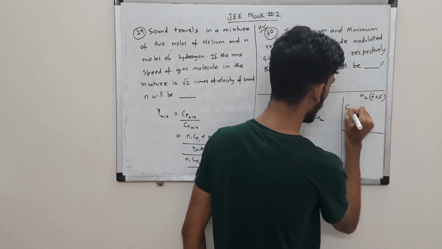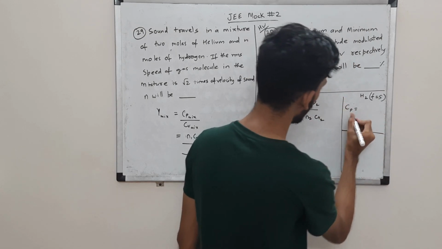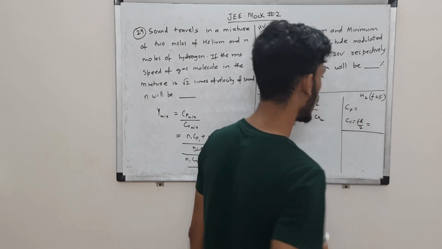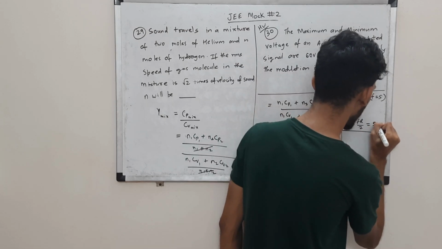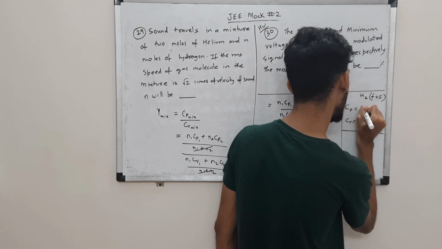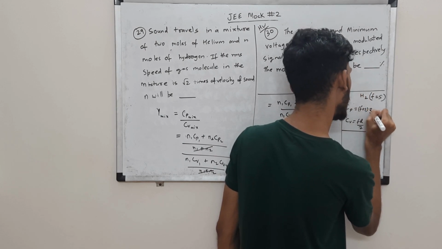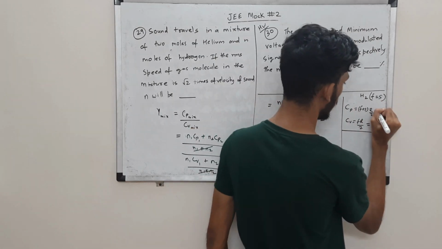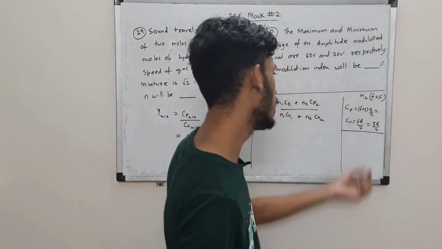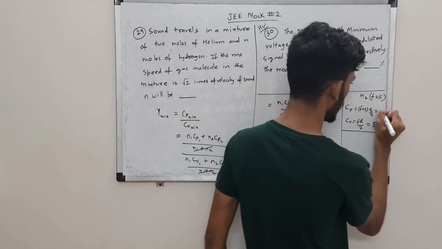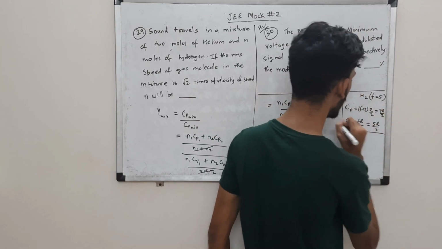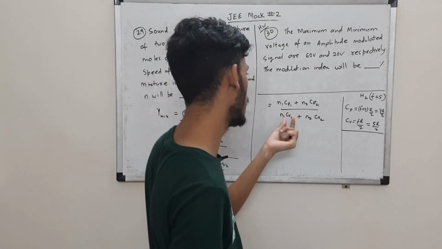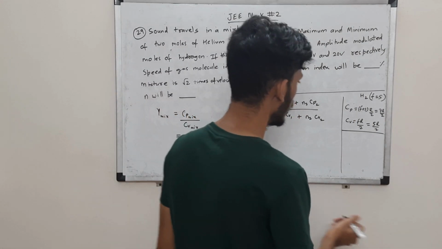So first of all let's find Cv. The formula is fR by 2, so 5R by 2. And for Cp, the formula is (f plus 2) into R by 2. So you can see that the difference is R, right? Cp minus Cv is R. So here 5 plus 2, 7, so 7R by 2. So these are Cp and Cv for the hydrogen molecule. So we can say Cp1 and Cv1.